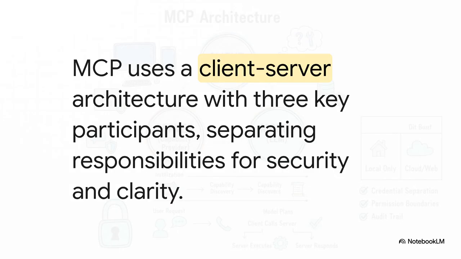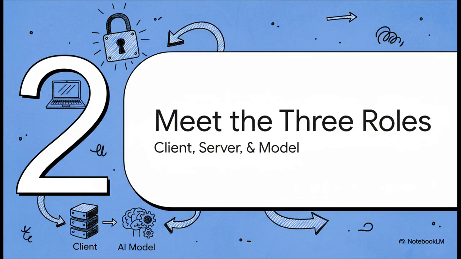The answer MCP gives us isn't some kind of magic bullet. It's actually a really, really clever architectural pattern. It's all about separating the jobs into three totally distinct roles. This makes sure that every single piece of the puzzle only knows what it absolutely has to know to do its job, and nothing more. So let's meet the cast of characters in this whole ecosystem, because once you understand what each one of these does, the elegance of the whole system just kind of clicks. We've got the client, the server, and of course, the model.